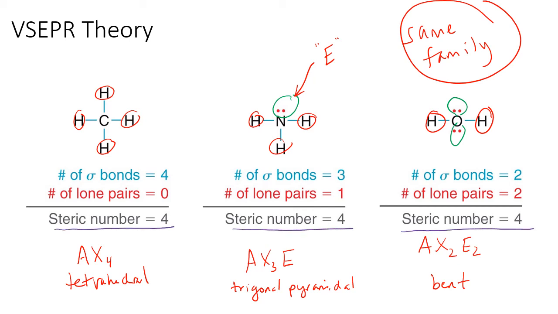Some books call it the electron cloud number, the number of electron domains, steric number. All those mean the same thing. How many things total are there around your central atom? And if you add up the number of X's and the number of E's, they all add up to 4.